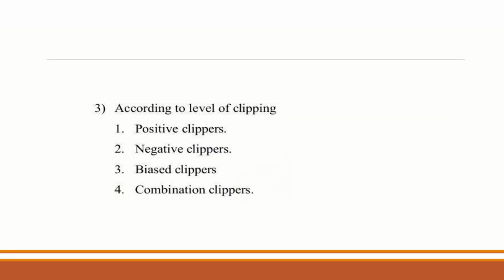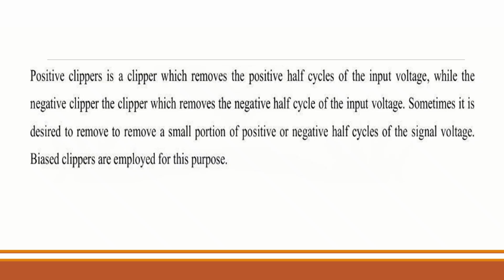According to the level of clipping, we already discussed that the broad classification of shunt clipping circuits is positive clippers, negative clippers, and biased clippers. A combination clipper is also known as a slicer. What do you mean by a positive clipper? A positive clipper is a clipper which removes the positive half cycle of the input voltage, while the negative clipper removes the negative half cycle of the input voltage.